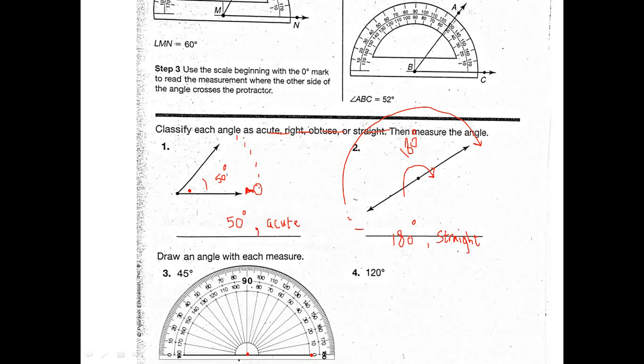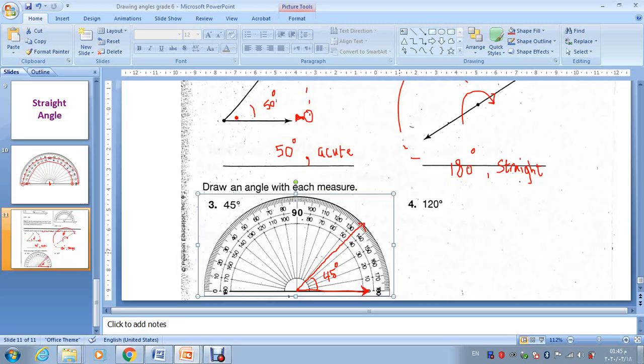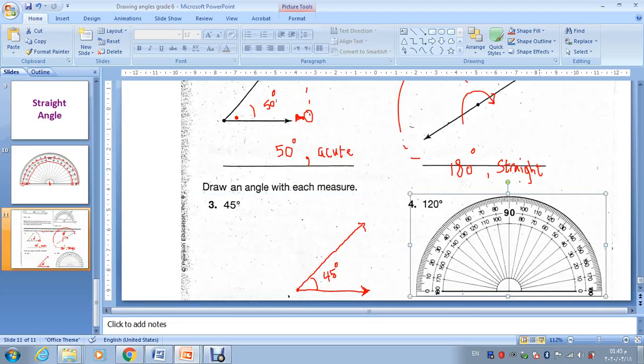Let's count 45 starting from here. 10, 20, 30, 40, and 45 right here is 45. So I will just draw a straight line this way, and here as well, and voila, we have a 45-degree angle. Okay, have you seen how we do it? It's very easy, right? Let's go now for the next one, which is 120.